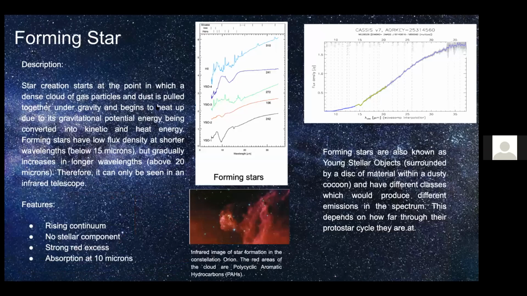Now we're going to talk about the different stages of the life of a star. So forming star is the creation of a star when gas particles and dust are pulled together under gravity. Forming stars mainly have low flux density at shorter wavelengths, but gradually increases in longer wavelengths. In a typical spectrum graph, the forming star has the rising continuum, no stellar component, strong red excess, and absorption at 10 micron. There are also different types of forming stars called young stellar objects, and sometimes we have to identify it from being a YSO1 or YSO2.